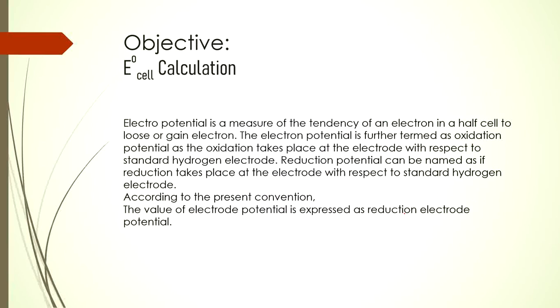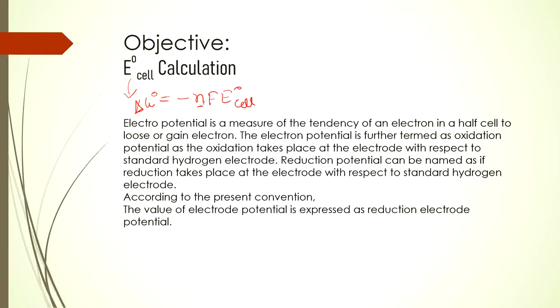So the primary objective of this E0 cell is to calculate the E0 cell value, or the calculation of this cell potential. Basically, that E0 cell is related with the free energy change del G0, because del G0 can be represented as minus nFE0 cell, where n is the number of electrons transferred and F is the Faraday constant, and E0 cell is the cell potential.